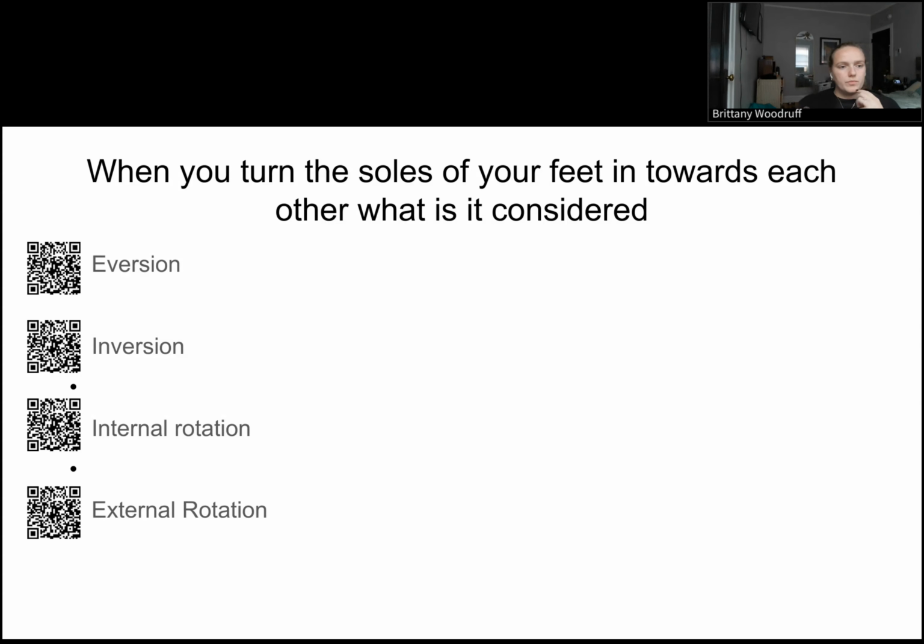Yeah, so when you turn the soles of your feet in towards each other, right? Inversion. Okay. When they go away from each other, it's the opposite. It's going to be eversion.